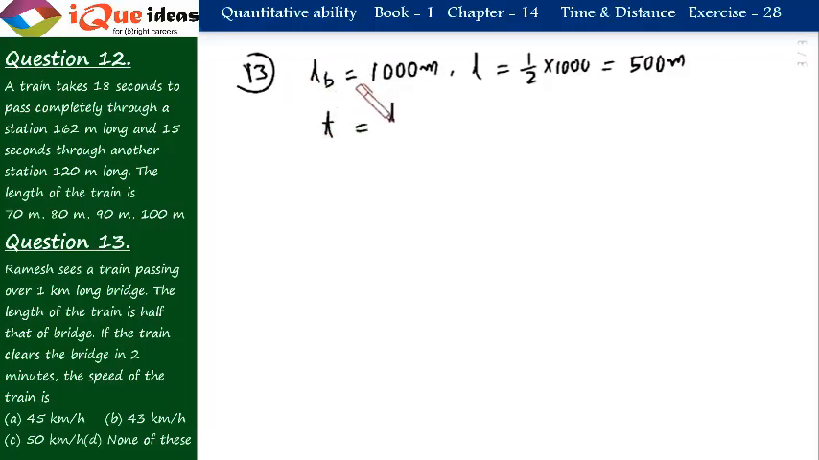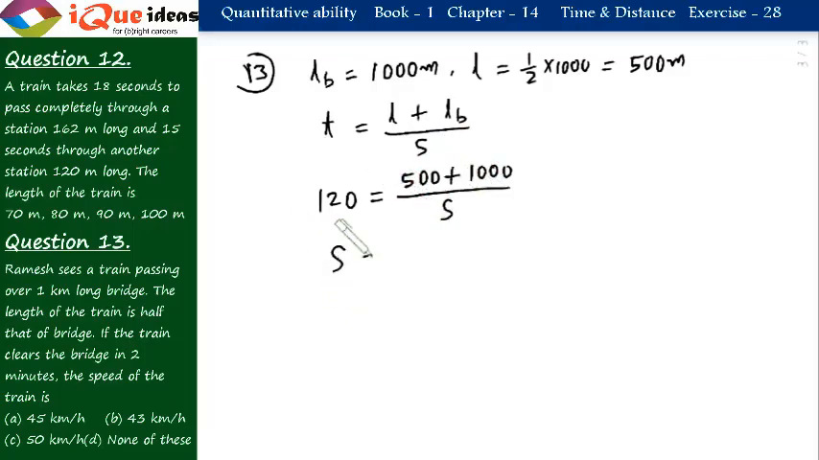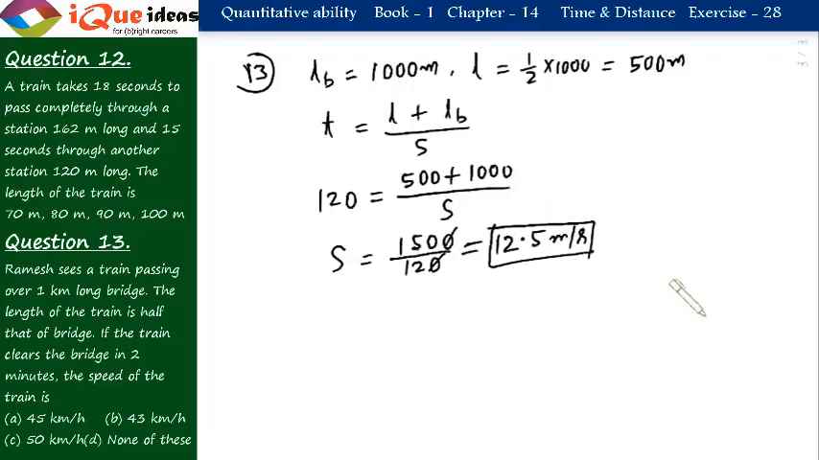So we calculate time as length of train plus length of bridge divided by speed of train. Now the time given is 2 minutes, and 2 minutes is 120 seconds. So we get 120 equal to 500 plus 1000 divided by speed S. So S is equal to 1500 upon 120. The zeros cancel, 150 by 12, which will be equal to 12.5 meters per second. So 12.5 meters per second is the speed of the train.